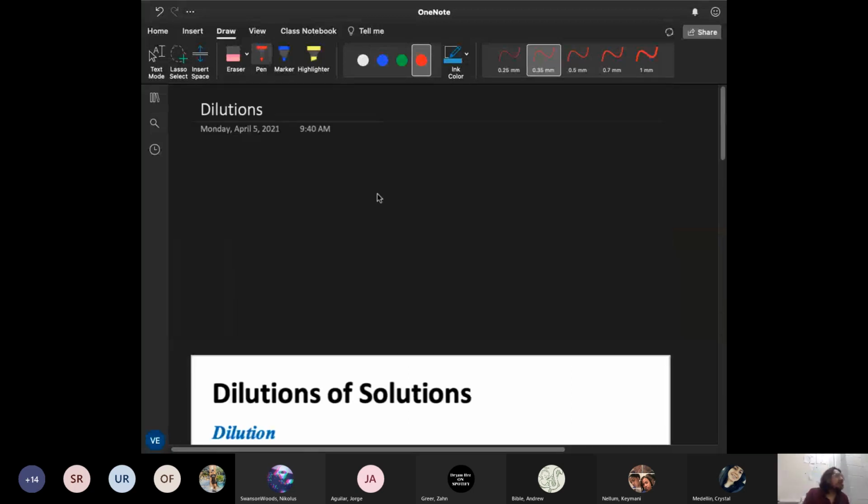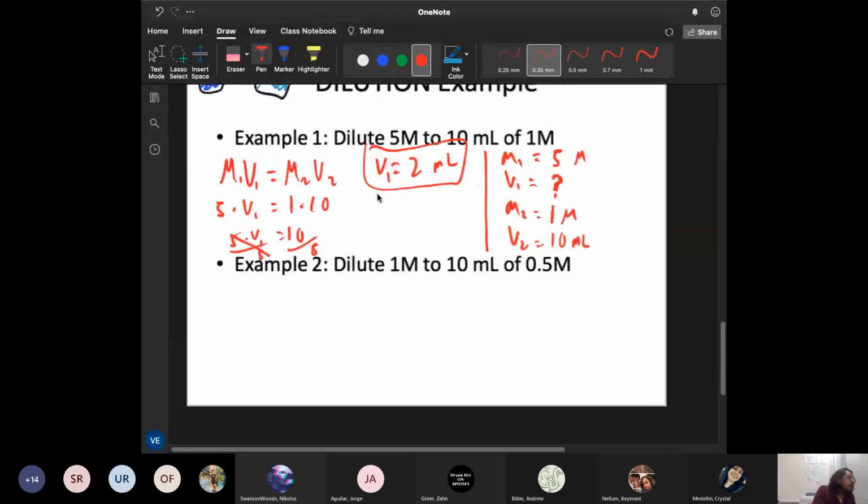Let's do the last one and we can wrap things up. Okay, so we have a solution of 1 molarity. We want to dilute it to 0.5 molarity with a volume of 10 milliliters. So we want to figure out what's the original volume before we dilute it. Similar scenario: M1 V1 equals M2 V2.